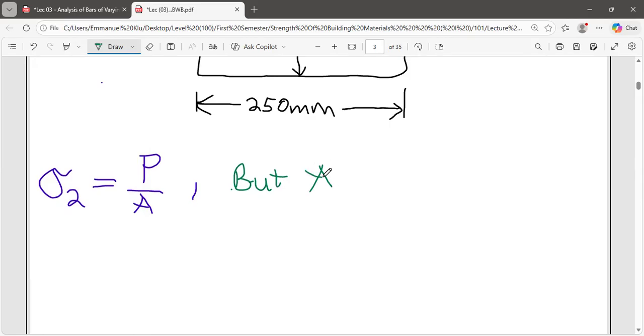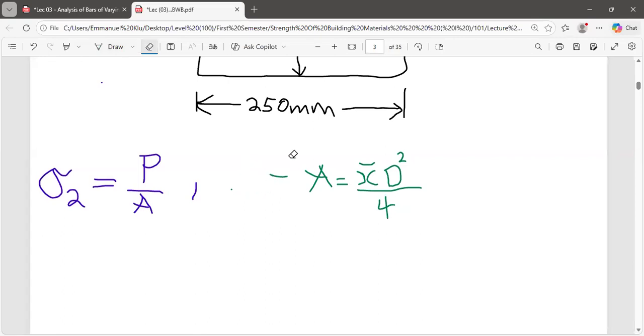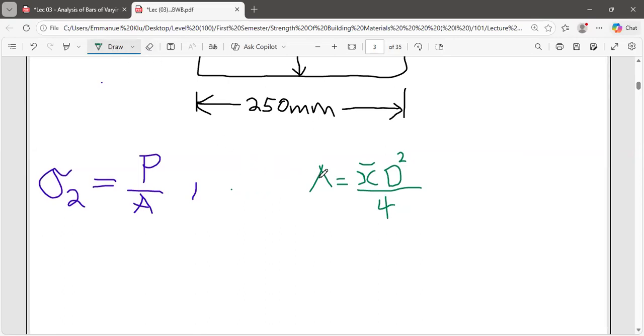But A is equal to 3.142, that is, A is equal to pi d squared over 4. So if you do your substitution, what are you going to get? Let's all quickly do that together.